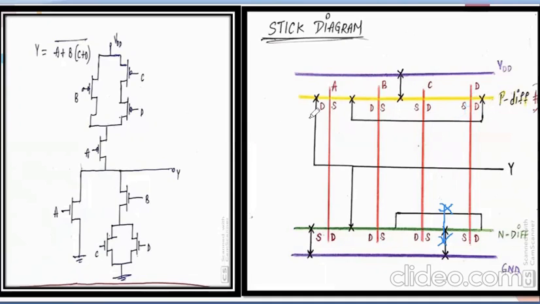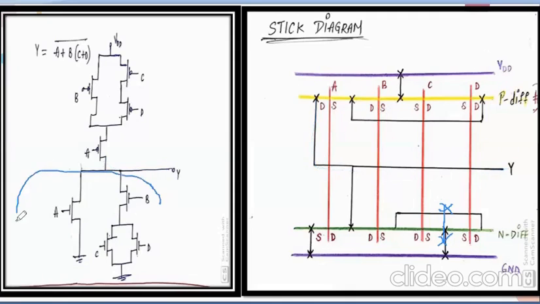Now the drain of A: this is my source, this is drain. Now the drain of A is connected to output, so I connected my drain to output.